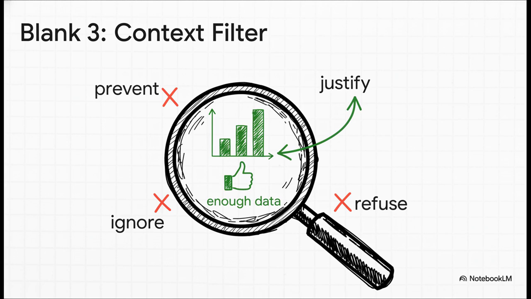So let's use that context filter. This sentence tells us they have enough data, which sounds positive, right? Well, positive data wouldn't prevent or ignore more study. It gives a good reason for more study. It would justify it. The word justify fits the meaning of the sentence perfectly.